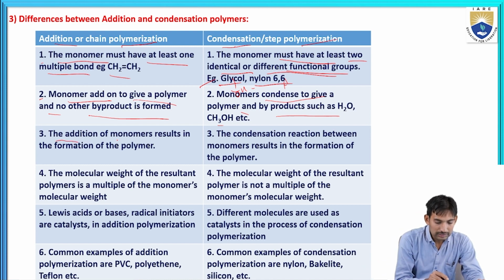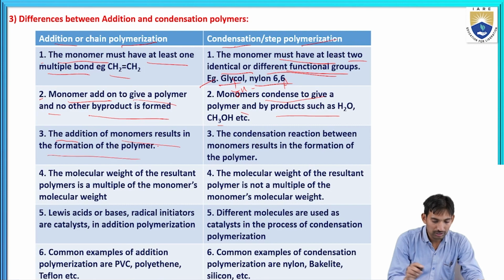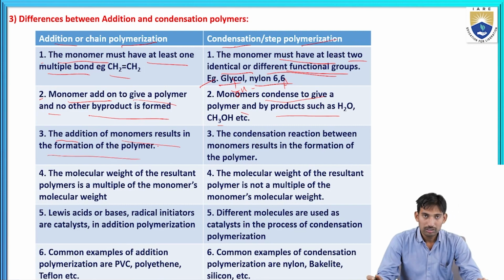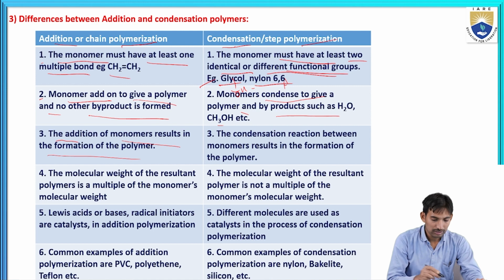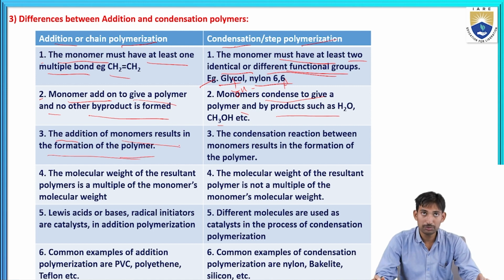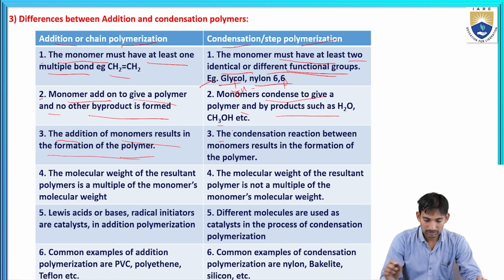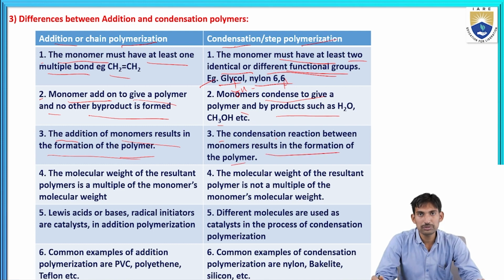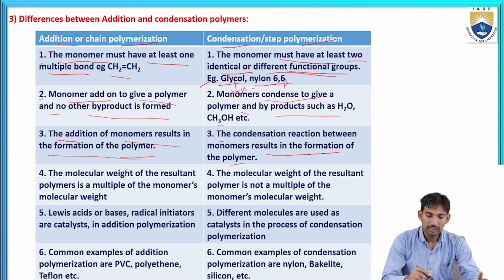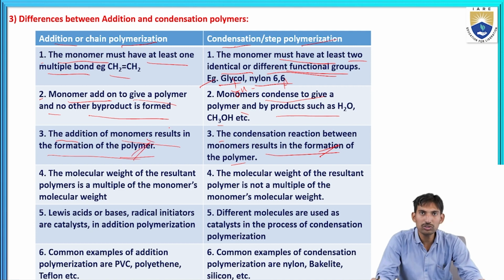The third point is the addition of monomers results in the formation of the polymer. The monomers add together and form a polymer, that is in addition polymers. In condensation polymers, a condensation reaction between monomers results in formation of the polymer. The condensation reaction takes place between the two monomers. Here there is elimination of byproducts. In addition polymerization, there is no elimination of byproducts.